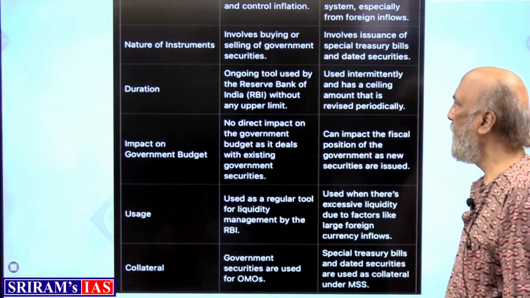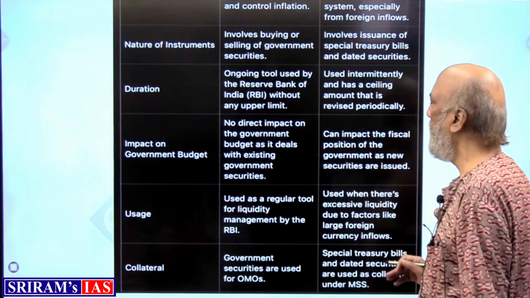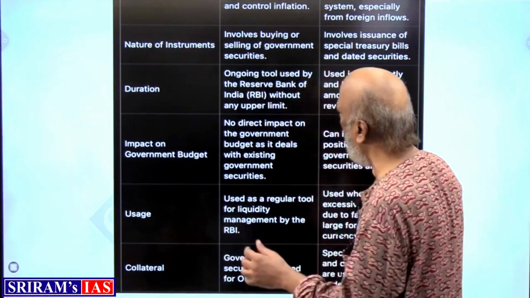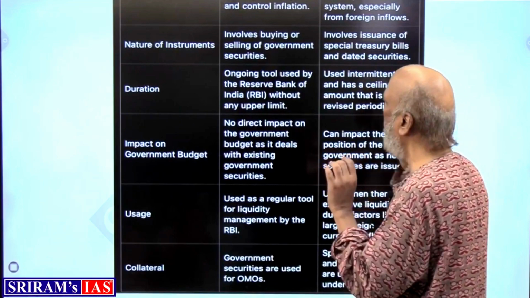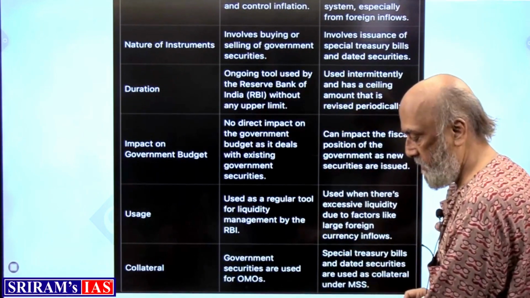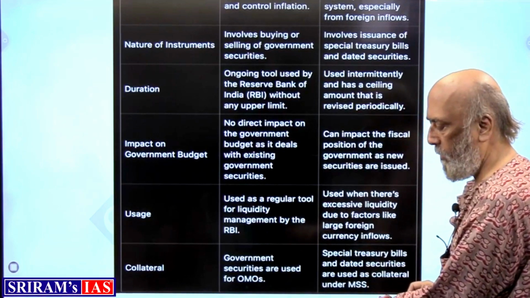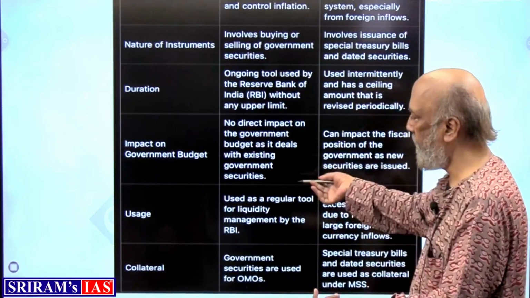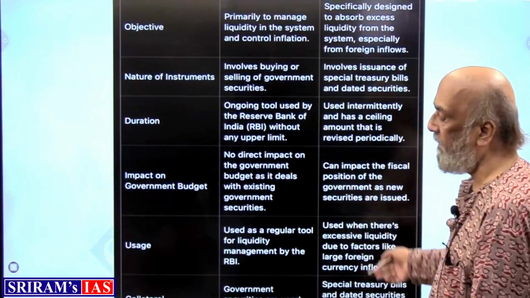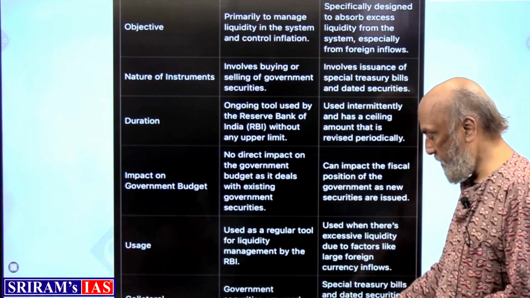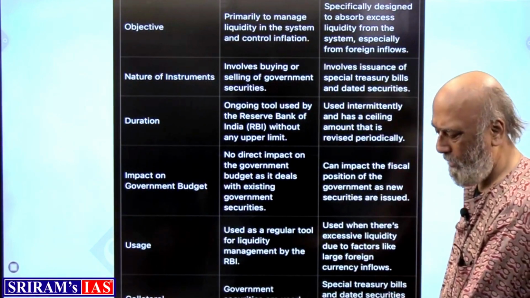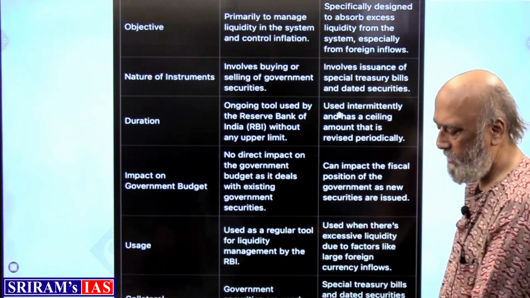Take your time. The buzzword here would be, if you say ongoing, the examiner is very, very happy. But before you say anything else, in OMO both are buying and selling. This is a smaller operation, an ongoing operation, with no impact on the fisc. The government finances are not impacted. Here they are impacted. You know why? Government has to pick up the interest. So it's impacted. In the OMO, a small operation, I pay, I charge.